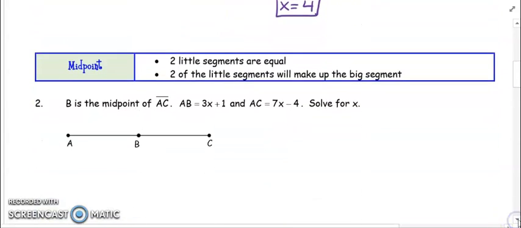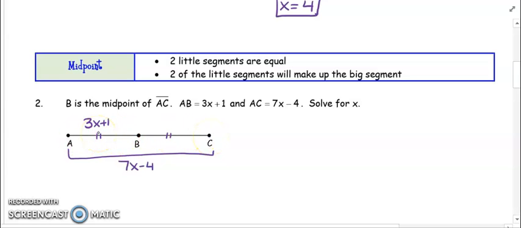Now we also talked about a midpoint. A midpoint divides a segment into two congruent segments, and we're going to see that the two little segments are equal to each other, or two of the little segments will make up the big segment. So if I tell you B is the midpoint of AC, these two little pieces are equal to each other. AB is equal to 3x plus 1, and AC is equal to 7x minus 4. Now AB and AC are not equal to each other.